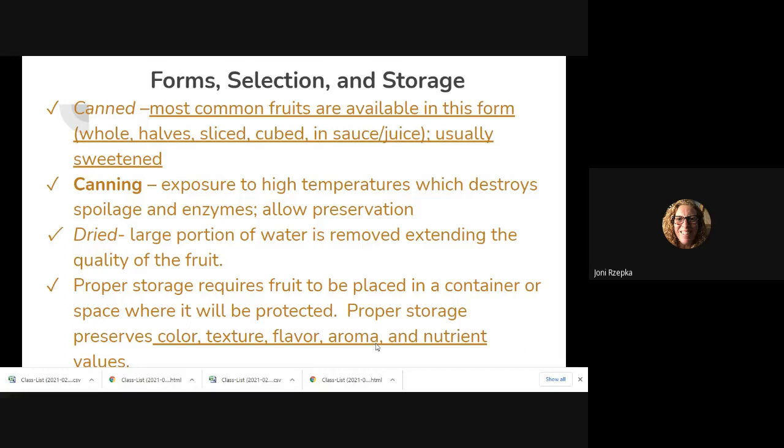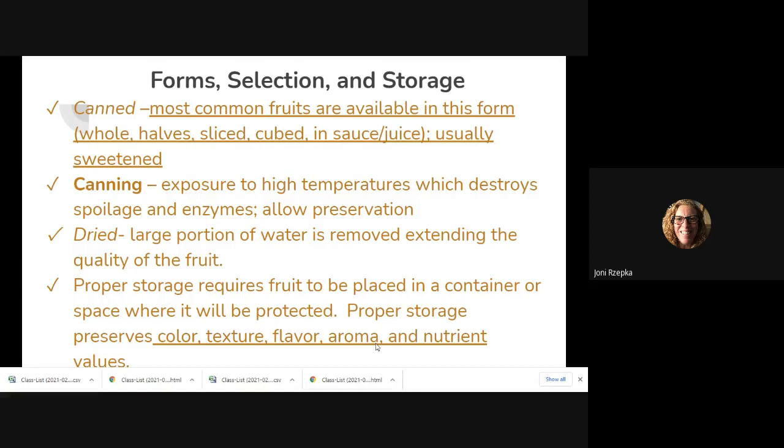Canning, like I said, is exposure to high temperatures, which destroys spoilage and allows it to be preserved. So that's why your cans can be in the cupboard for such a long time, because they're preserved. Canning is kind of a lost art. I know my mom and my grandma canned all the time, just all different things. I remember tomatoes, peaches, pears were big in our household.